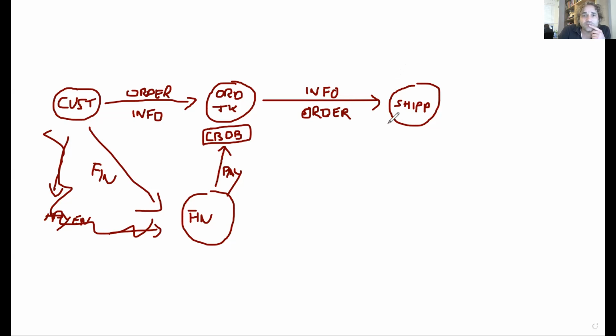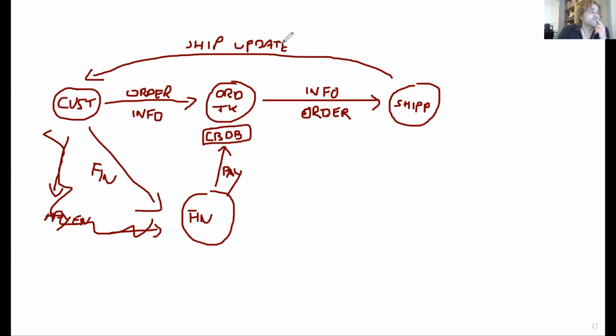Shipping also sends information back to the customer. Yep, shipping updates, absolutely. Shipping updates. Yeah, track and trace. So that's absolutely track and trace. And again, there's probably other organizations involved here with other information flows, for example, if it's sent out to PostNL or UPS or something. Something else?